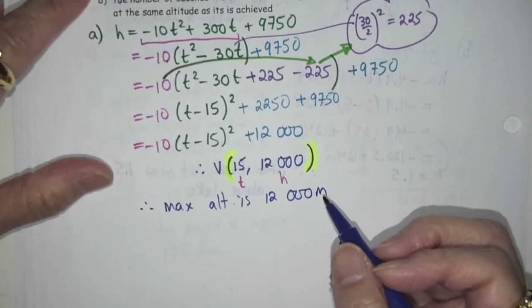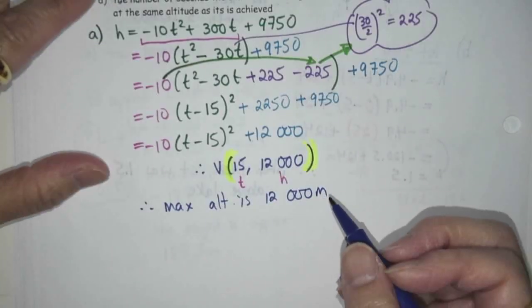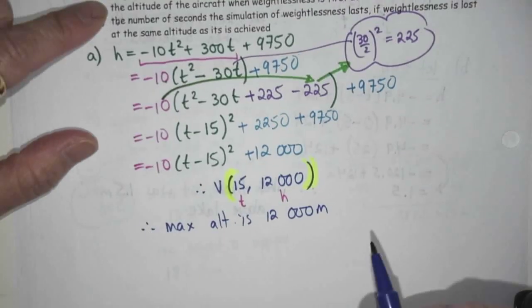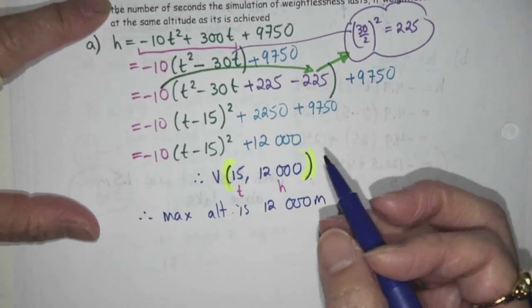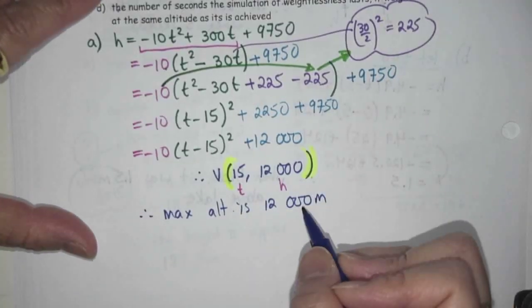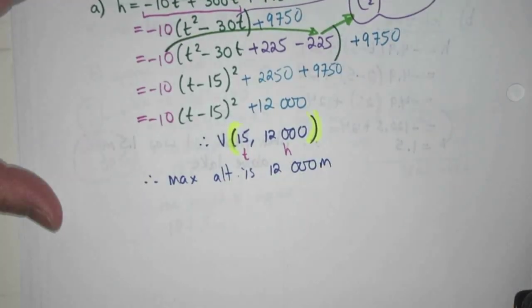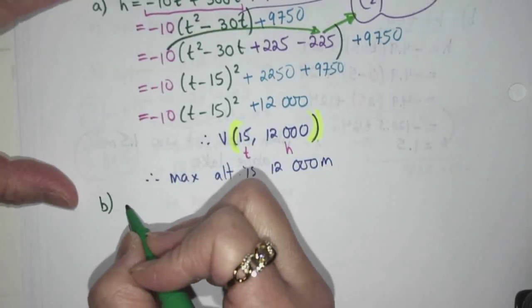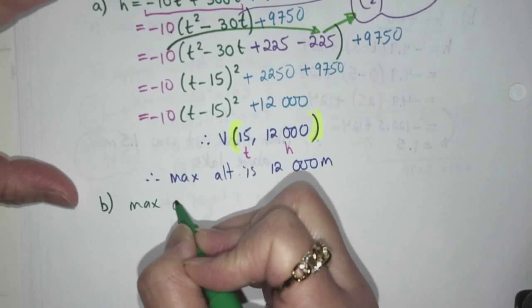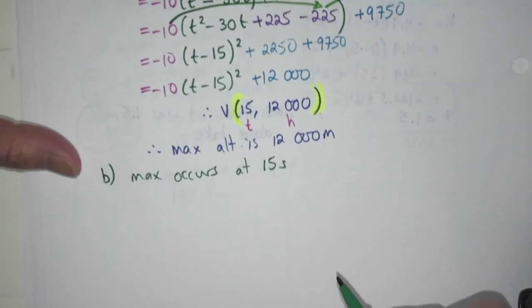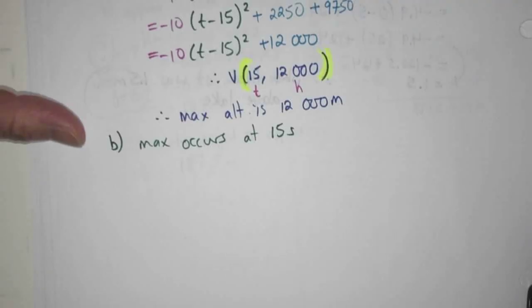Okay, and when is the number of seconds an aircraft takes to reach the maximum altitude after weightlessness is achieved. So A, the maximum altitude, is this. For B, it says, when does it occur? So max occurs at 15 seconds. So we're good for 15 seconds.